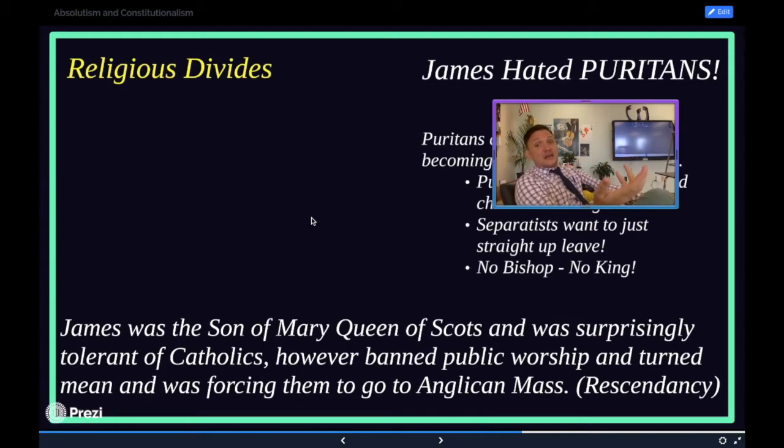And he also was an Anglican himself. So he kind of in the back of his mind was like, oh, she might have deserved it, which is really screwed up. Now, the big thing about it, though, he was surprisingly tolerant of Catholics early on. He said, look, if they're not in my face and they're not annoying anybody, then I'm not really concerned about them. But then he pulls a 180 out of nowhere, and he bans their public worship and turns mean and forces them to go to Anglican Mass in a process called rescendancy, right? He's like, you're not actually going to Anglican Mass, which means you're not actually adhering to the king, you're not adhering to the bishop, you're not going with my stuff, divine right, I'm mad, blah, blah, blah, blah.